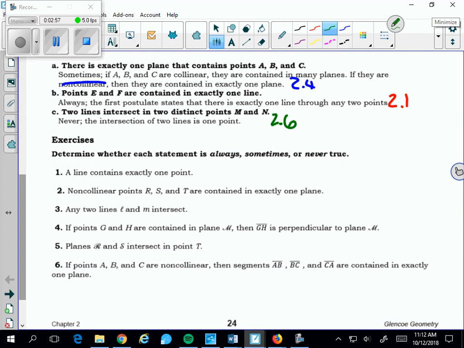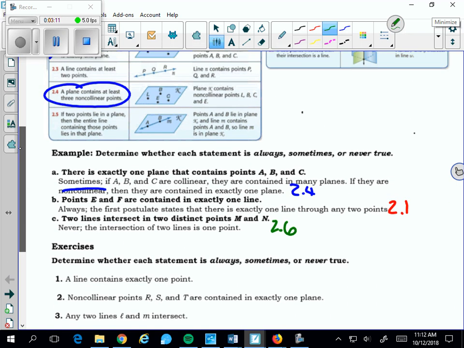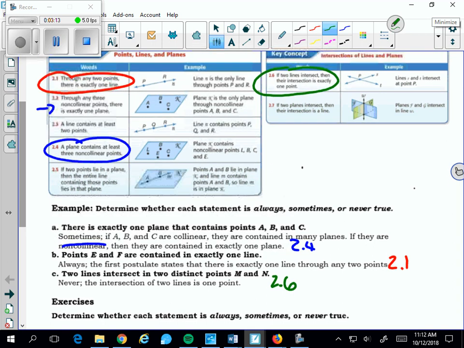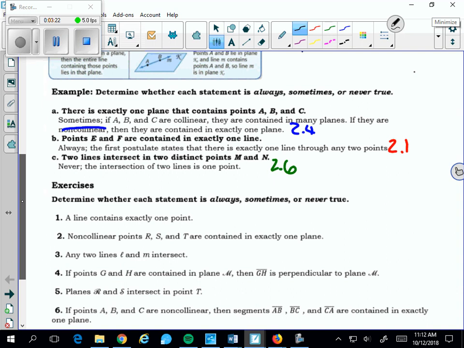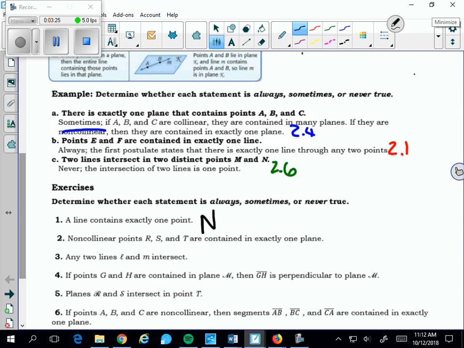I'll do a couple of these, and then I'll have you try a couple of them as well. So again, it's saying determine whether each statement is always, sometimes, or never true. Number 1 says a line contains exactly 1 point. You're going to want to refer up here to these different postulates to tell me if that's true. Right off the bat, I can see 2.3 tells me a line contains at least 2 points. That postulate right there indicates to me that this statement is never true. Doesn't work like that.